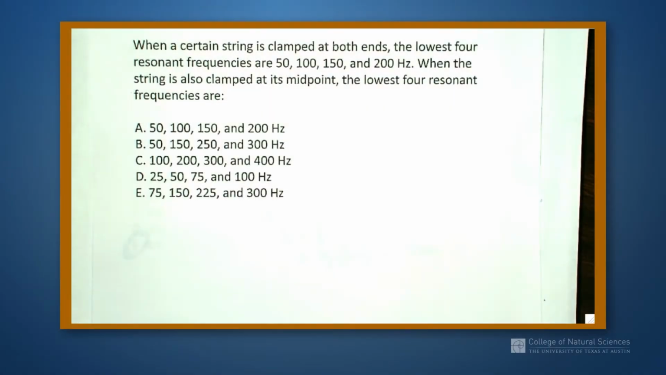This question says, when we have a certain string that's clamped at both ends, the four lowest resonant frequencies are 50, 100, 150, and 200 hertz. When the string is also clamped at its midpoint, then the four lowest resonant frequencies are what?